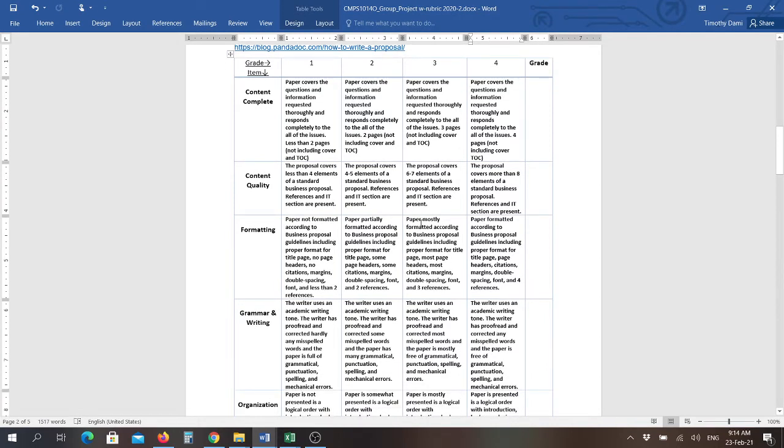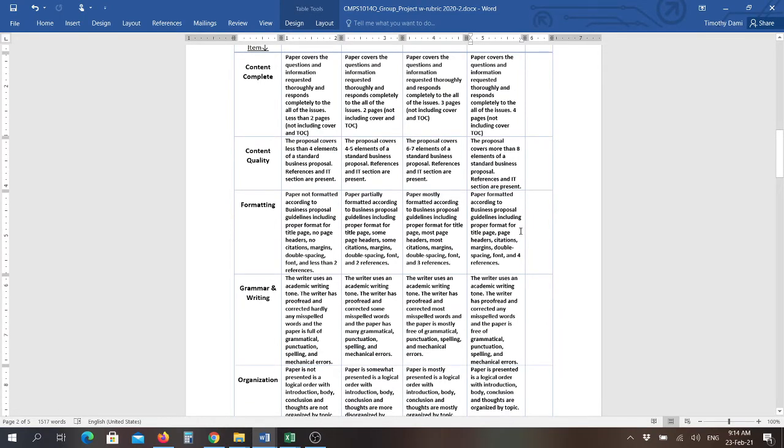It's a starting point for all of you. Number 4 for formatting. Paper formatted according to business proposal guidelines, including proper format for title page, page headers, citations, margins, double spacing, font, and 4 references.